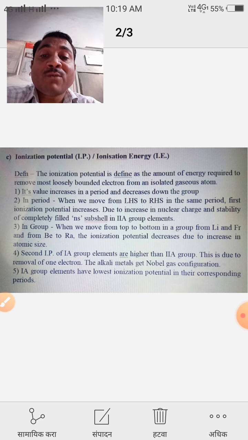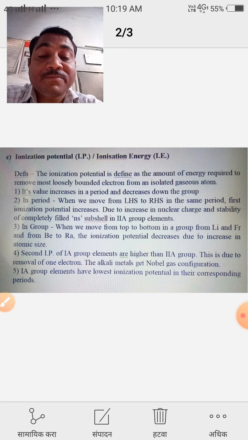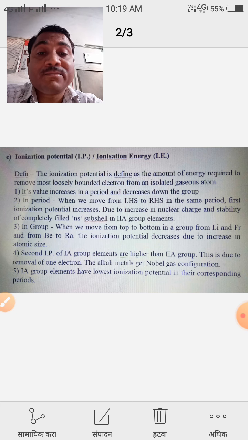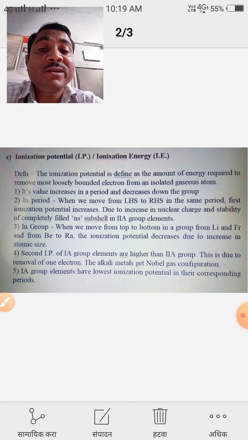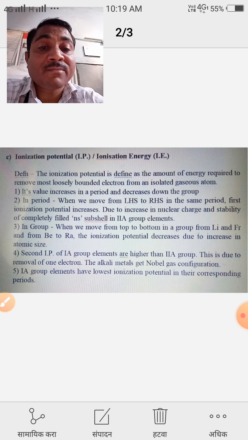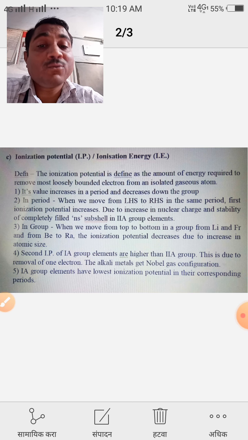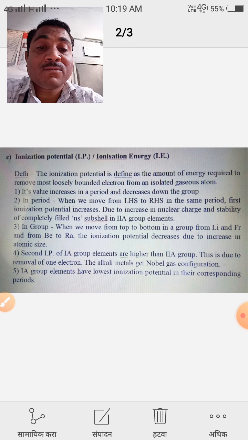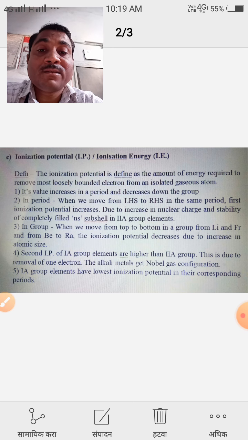The variation of this ionization potential in a period as well as in a group is described here. Its value increases in a period and decreases down the group. Why? Some reasons are given here.